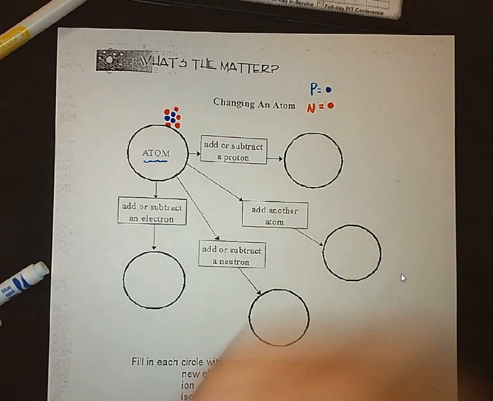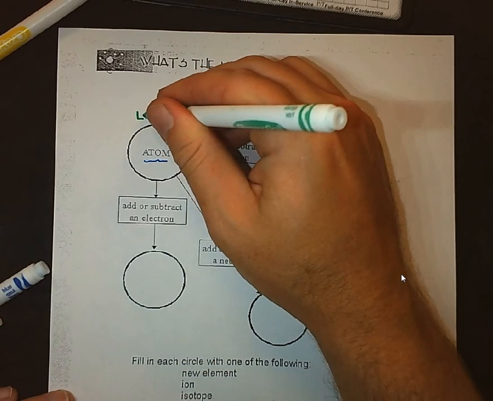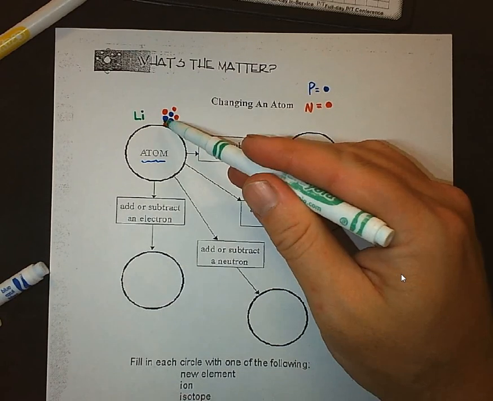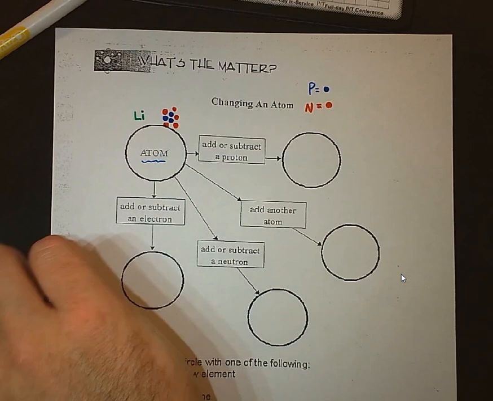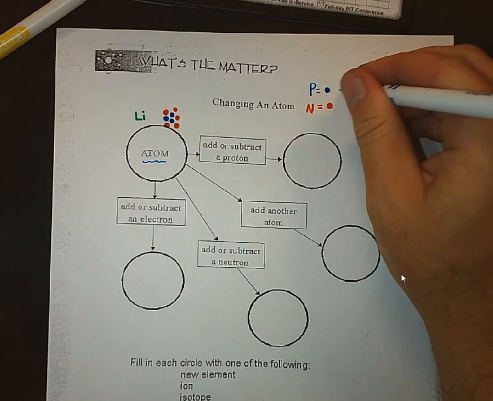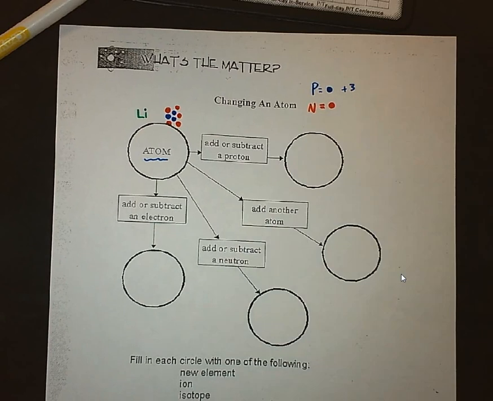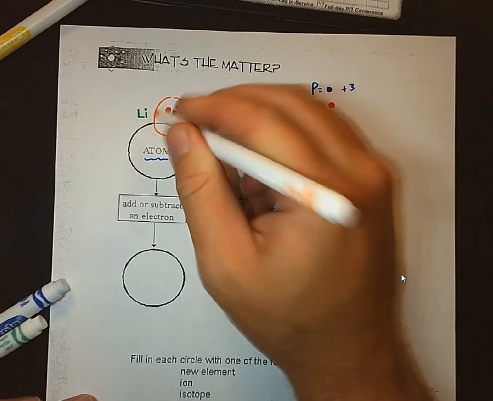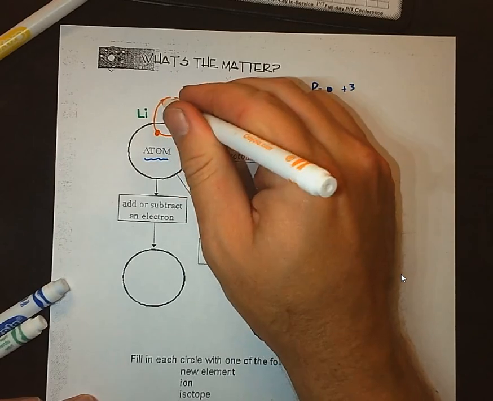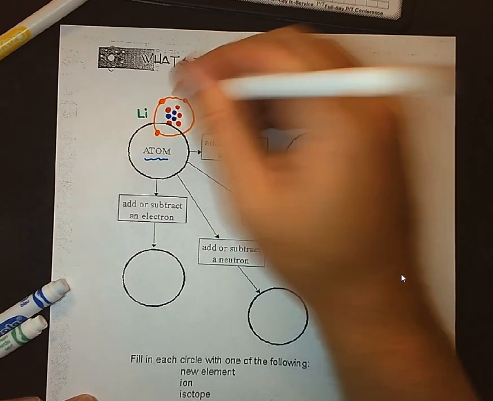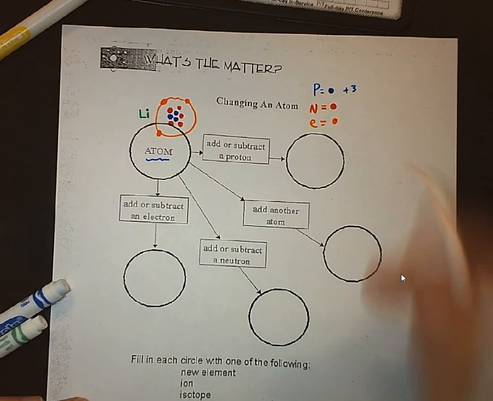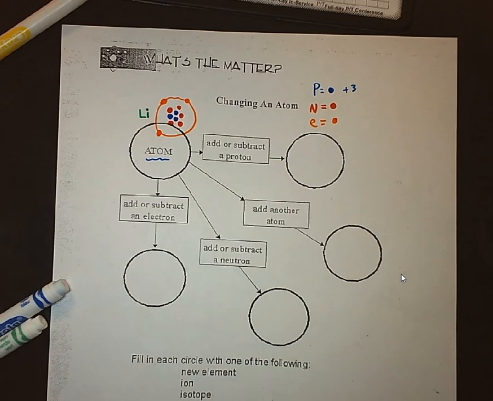So right now we have lithium, because we have 1, 2, 3 positives. And because this is an atom, we also know that we have 3 electrons. On the outside of this, 1, 2, I'm just going to place 3 in the same ring. Electrons. So our atom does not have a charge.